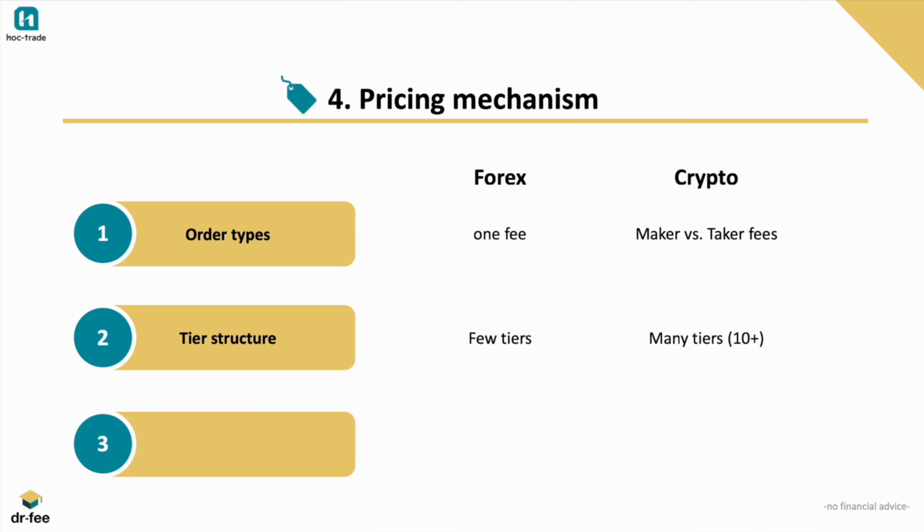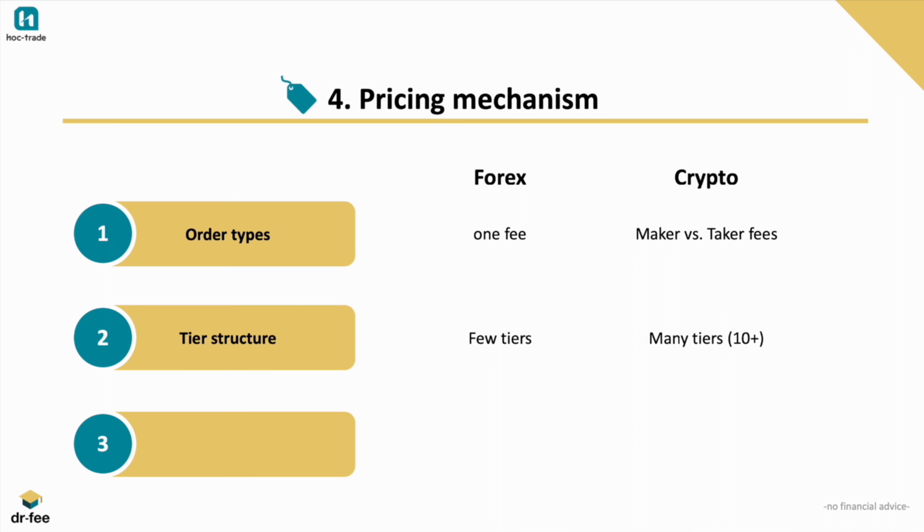The second difference is the tier structure of crypto exchanges versus forex brokers. Crypto exchanges have many more tier levels a trader can achieve and thereby lower the fee level. Most exchanges have 10 or even more tier levels, with each tier level giving you a lower fee. The tier can be reached through trading volume, but some exchanges also offer to reach the tier through having a certain amount of balance or holding a certain token. The fee levels in the tiers vary a lot, and reaching a higher tier level can save you a lot in fees, oftentimes 50% or even more.